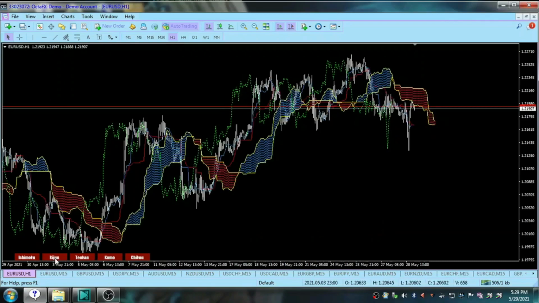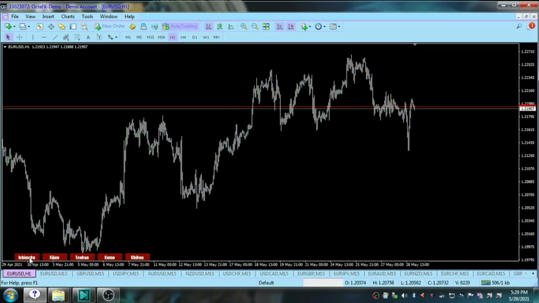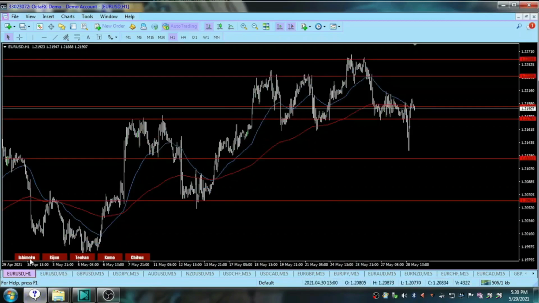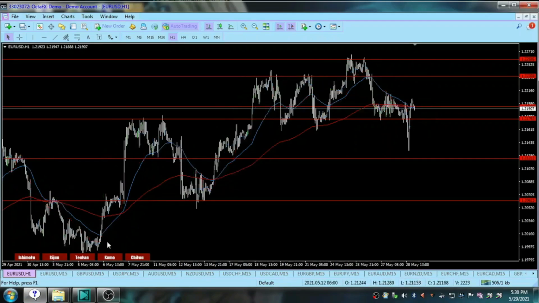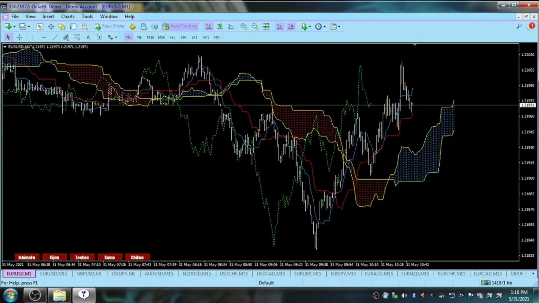Suppose your strategy involves one or more moving averages, support and resistance lines, then if you use the Ichimoku indicator in your chart, it will look very messy. So with the click of the Ichimoku button, we can make the Ichimoku indicator disappear from the chart. Now you see the chart is very clear and you can make your predictions.